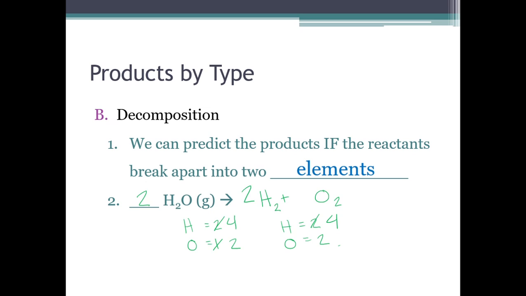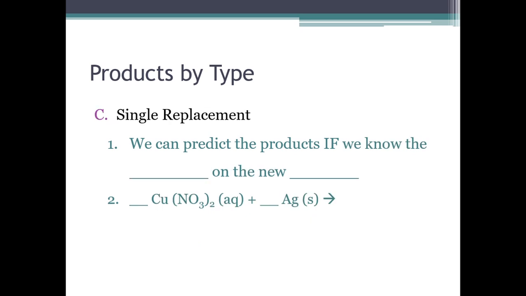Looking at our third type, single replacement, we can predict the products if we know the charge on the new ion. This is only going to happen for ionic compounds. So something that was an ion will be kicked out to form an element, an atom, and something that was an atom will be forming an ion. We can only predict our products if we know the charge on that new ion.